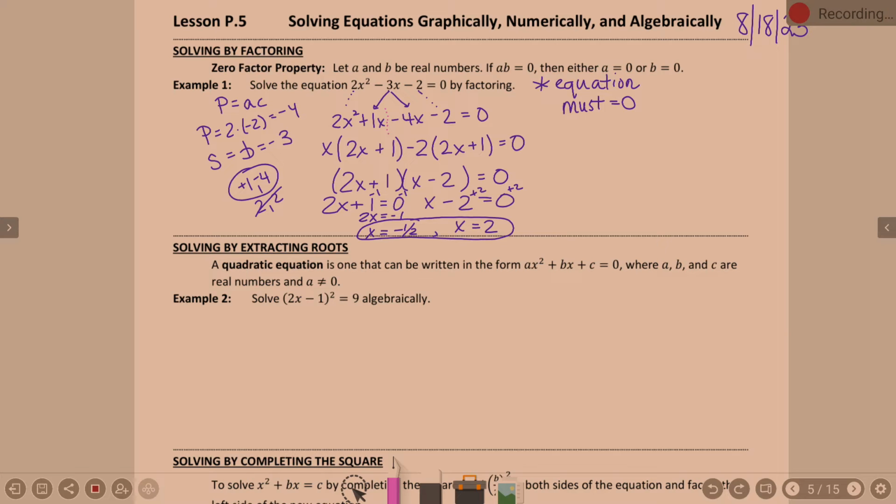Okay, so that means I'm going to take the square root on the left. That also means if I take the square root on the left, we take the square root on the right. What is the square root of 2x minus 1 quantity squared? 2x minus 1. What is the square root of 9? 3.